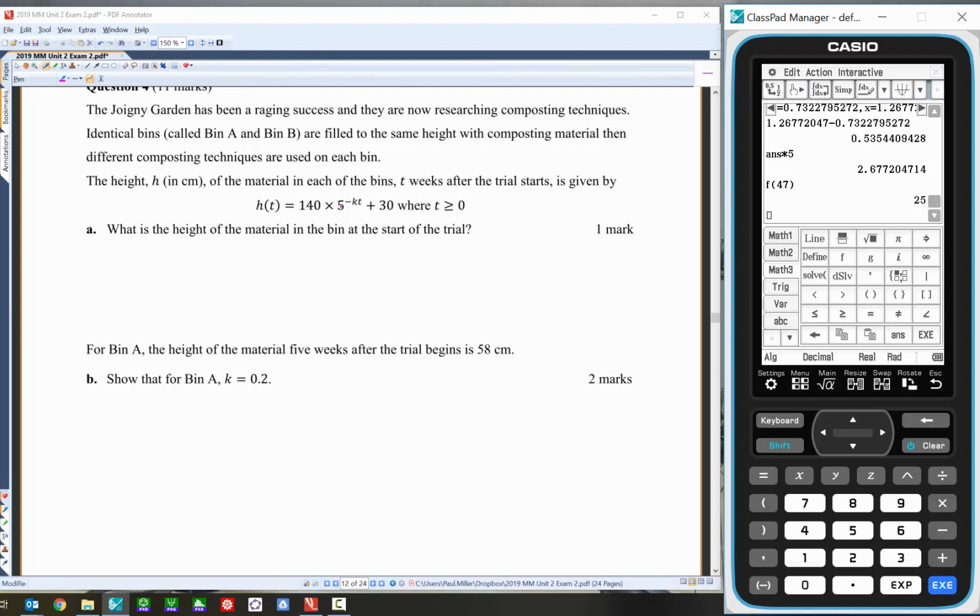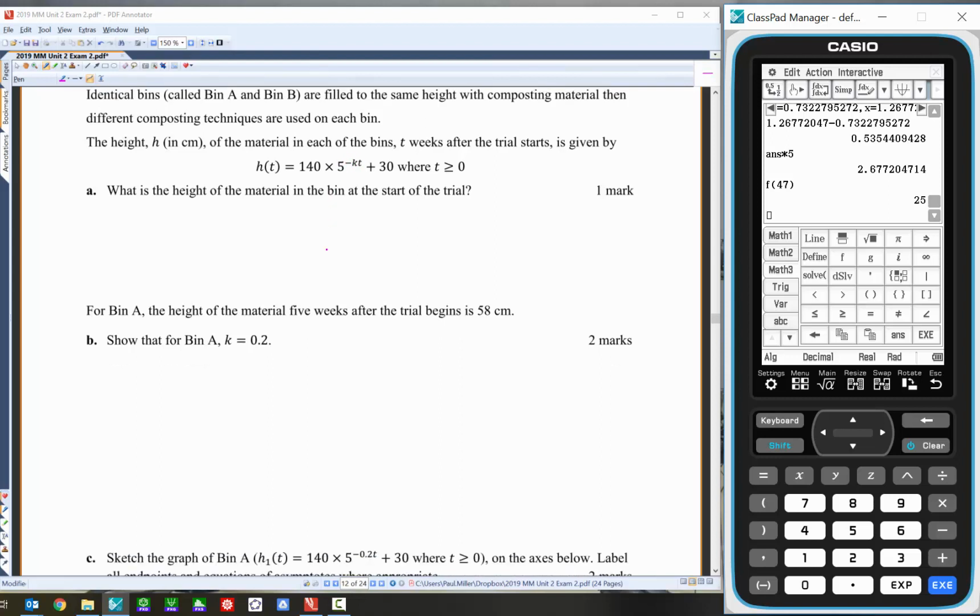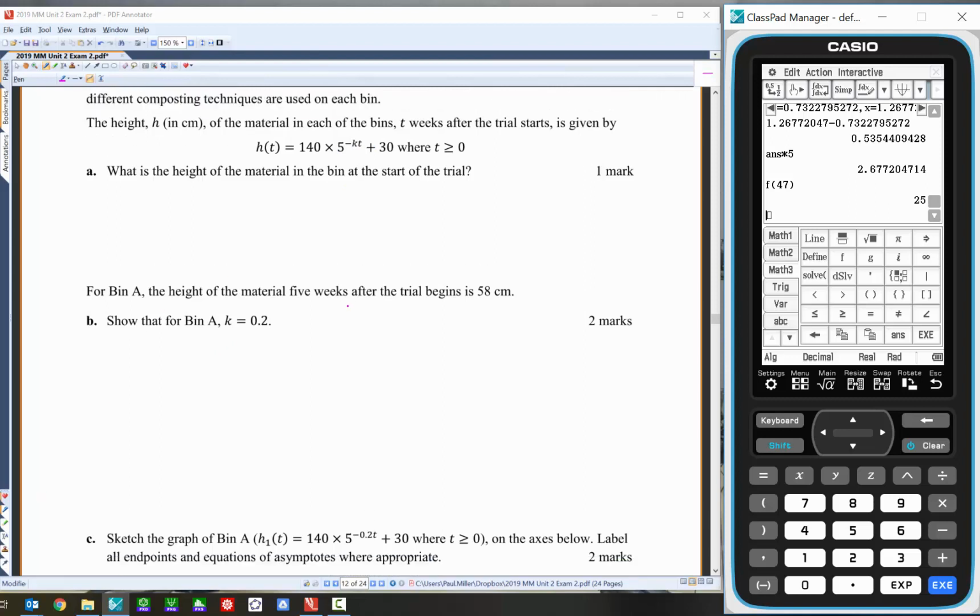What I'm going to do is define a function, and this function here has got a k value in it. I'm not going to answer this question yet. I've just noticed here that part B says, show that for bin A, k is equal to 0.2. So the k value is 0.2. Let's do that first, then define the function, then get the height. We could still do it the other way, but anyway, let's just do that.